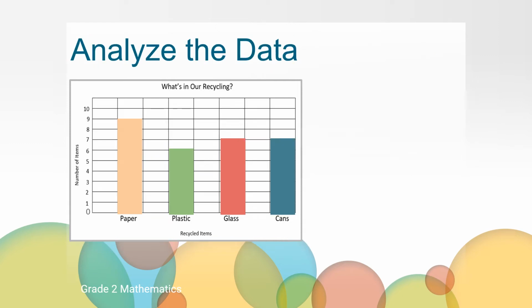Now that our data is organized in this bar graph, we can answer specific questions about what we notice. I'll read a statement about the recycling, and you use the data in the graph to tell whether it is true or false. Number 1, more plastic was recycled than paper. If you said this statement is false, you are correct.